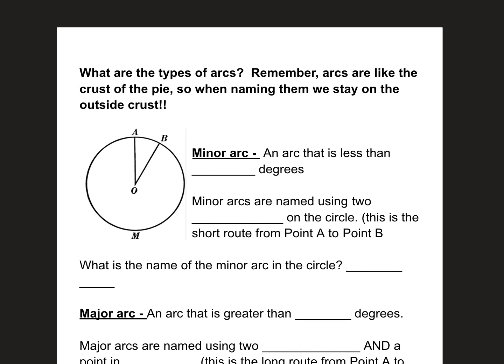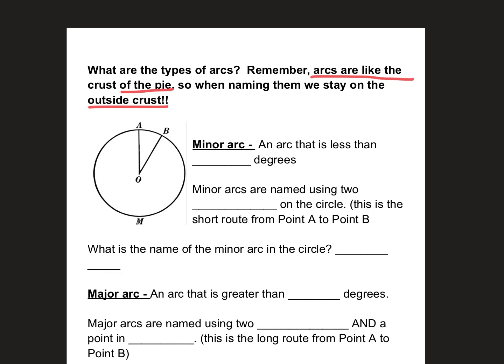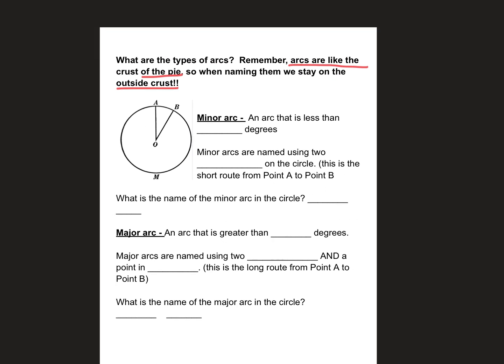Okay, first of all, we need to realize that there are different types of arcs. Remember that arcs are like the crust of the pie. So when naming them, we stay on the outside. It's like running around the outside of the track. We do not cut through the center of the track or the center of the pizza. We are not a pizza cutter going through the middle. We are staying on the outside. So we have 3 types of arcs.